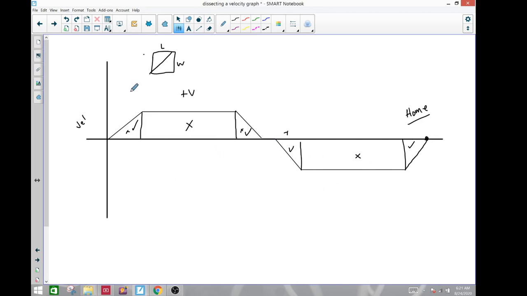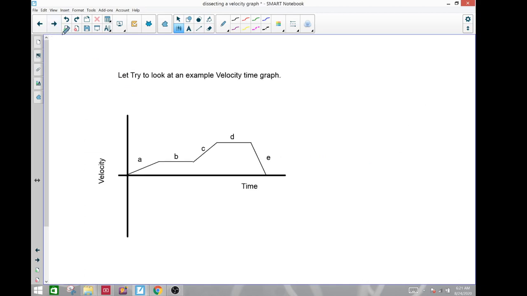And that's only working on the velocity time graph. Okay, so let's go to this next one. Let's go to an example here. Again, we're asking ourselves a couple of typical questions that a person could ask about these graphs.